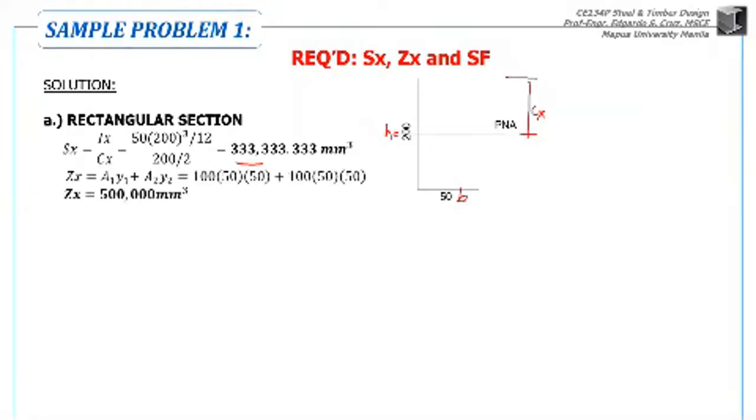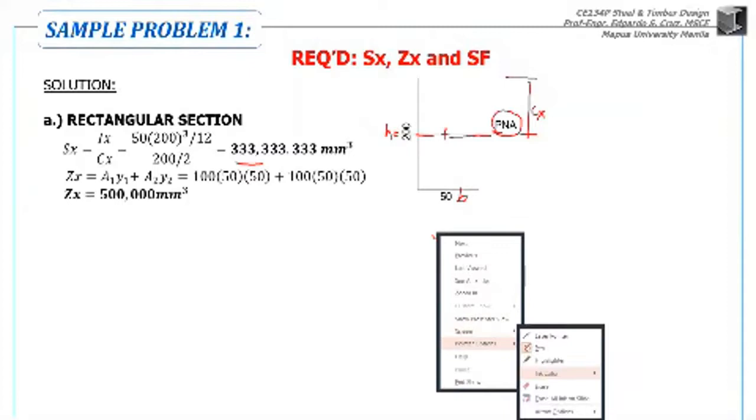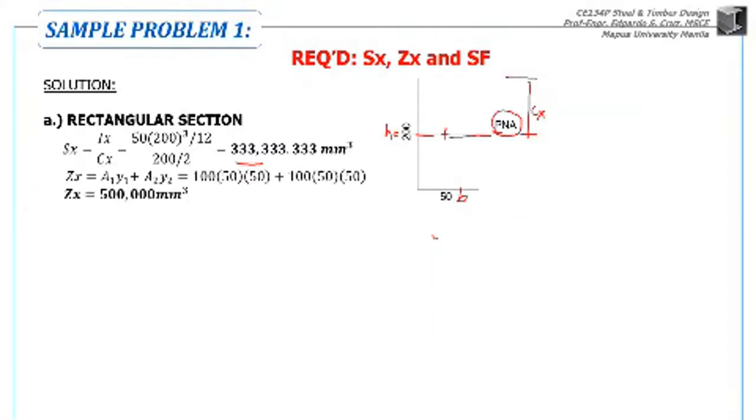Next is Zx. What is Zx? Zx is the statical moment of area. So before we solve for the Z of X, we need to locate the PNA. Okay, for this case, the PNA is located at the neutral axis also, kasi at the neutral axis, it divides the whole rectangle into two equal areas. So meaning to say, di ba, the area above the PNA is just equal to the area below. Di ba? Parehas lang naman sila yung area above at area below. So yun yung PNA. It divides the whole area into two equal areas.